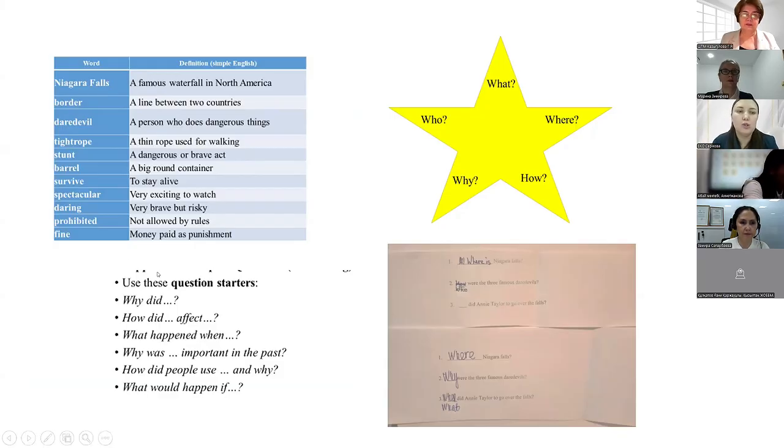I also used question starters, for example, why did, how did, and what happened. These starters reduce fear of making mistakes and help shy students begin speaking. With this support, less able students feel safer and more able students can ask more complex questions. As a result, most students participated and spoke English during the lesson.